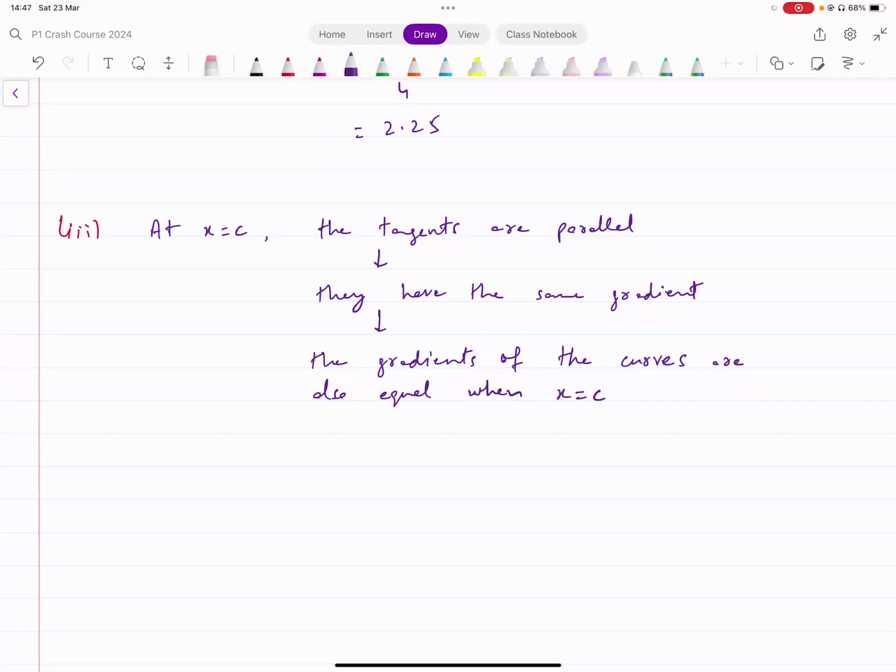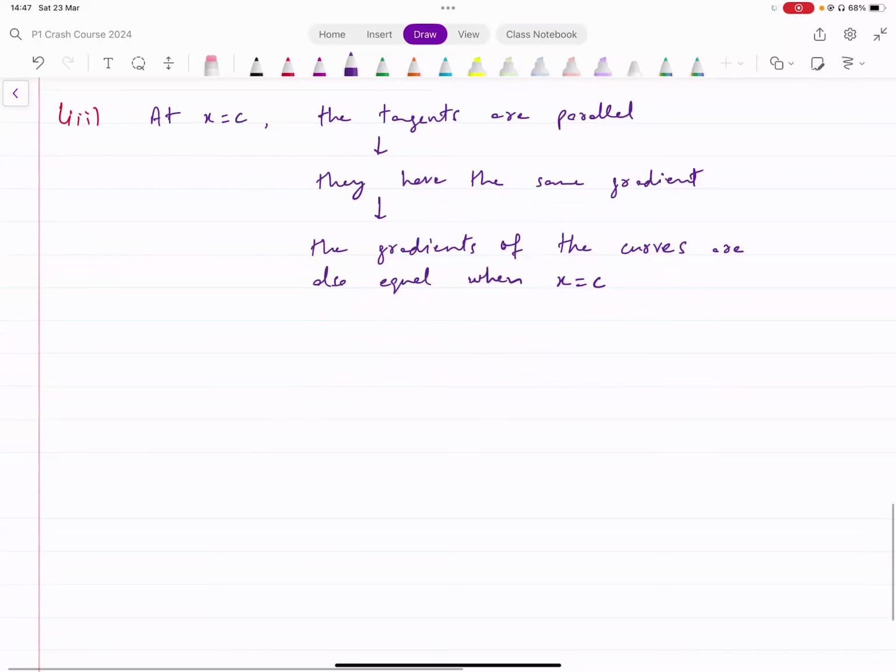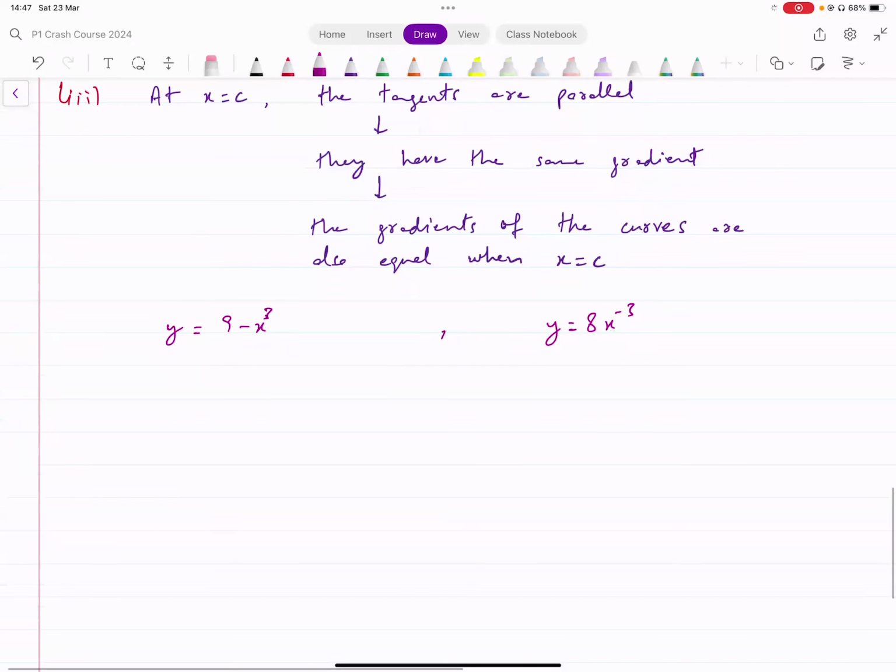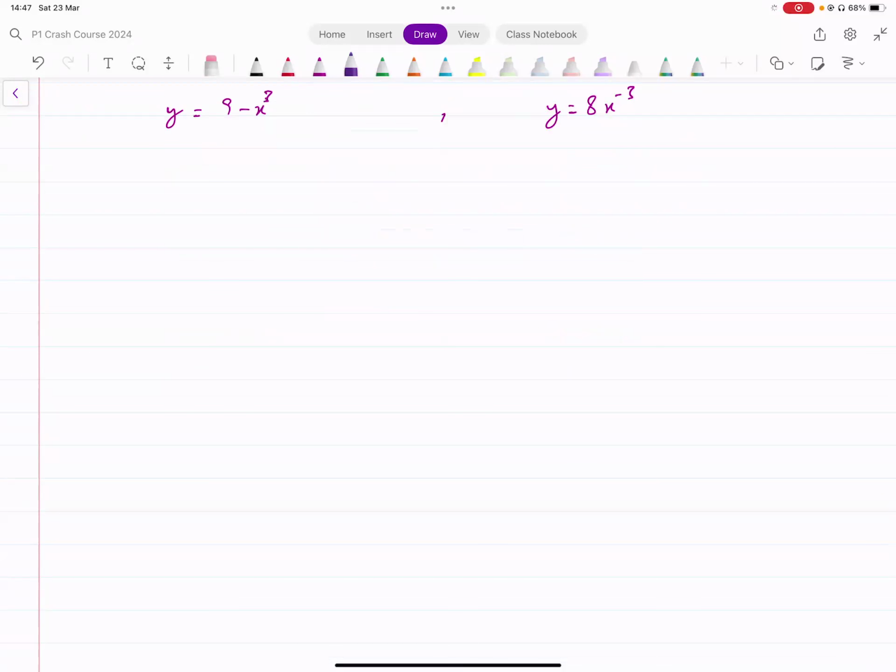Now, how do you find gradients of curves, gradients of functions? Gradients are found using differentiation, right? So you know that one of these functions is y equals 9 minus x cubed, and the other function was y equals 8x raised to power minus 3. We are looking for the point where their gradients are equal. So all we have to do is find their derivatives, because that's what represents the gradient of a graph.